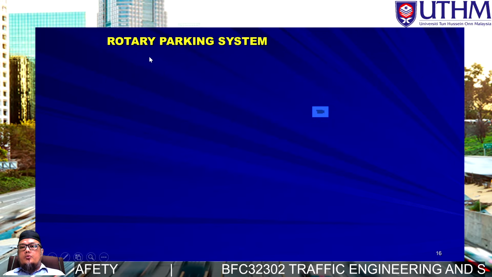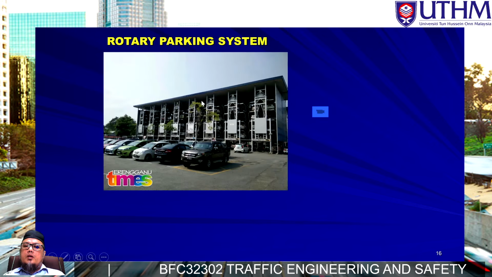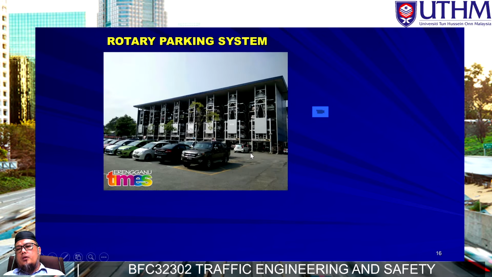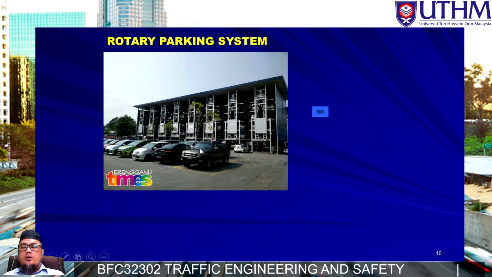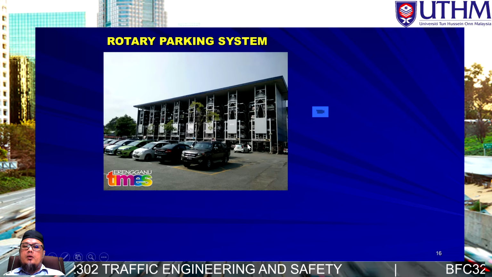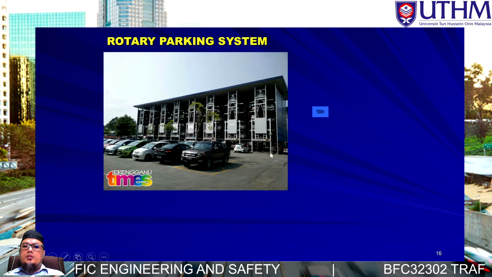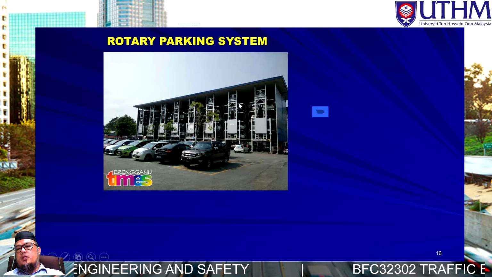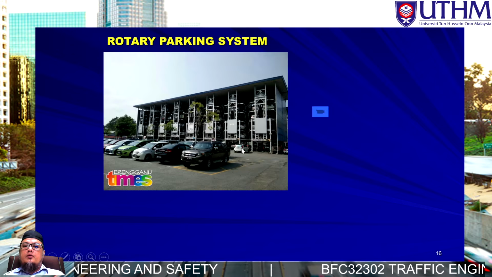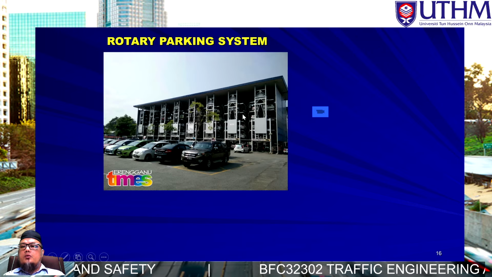Okay, next we also have the category of rotary parking system. It looks like a ferry wheel, but not really round. It's going to be, I think, an oval shape, a vertical oval shape, for moving vehicles from lower to upper to slot into the empty space.